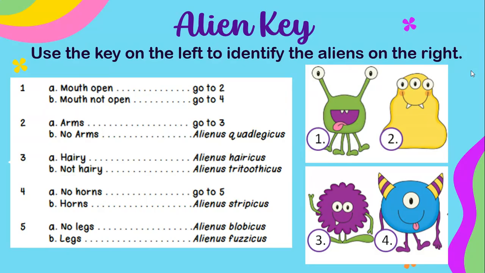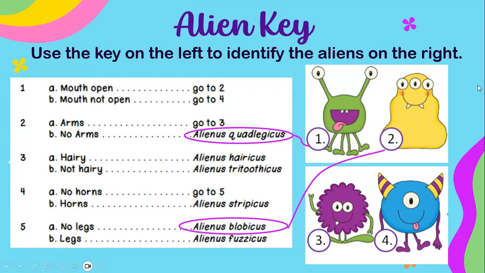So we should have found that the first alien here is Alienus quadlegicus. 2 is Alienus blobicus. 3 is Alienus fuzzicus. And 4 is Alienus stripicus.